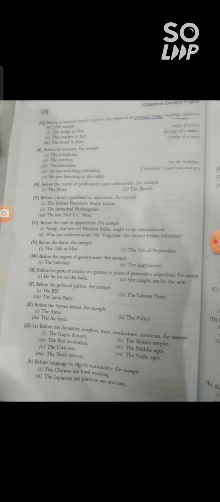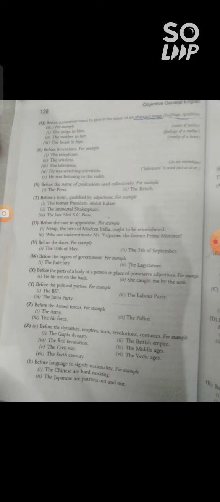Here, before inventions also, what we invented, like telephone, wireless, television, before them also we use the. He was watching the television, he was listening to the radio. Before names of professions used collectively, the press, the bench, like this. The bench means a group of people, judges, like that here.